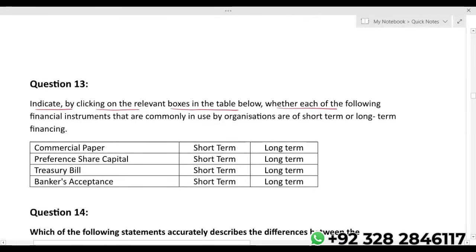Okay, students. Indicate by clicking on the relevant boxes in the table below whether each of the following financial instruments that are commonly in use by organizations are short term or long term. Commercial paper is short term. Preference share capital, obviously long term. Treasury bills, short term. Banker's acceptance, of course short term. So banker's acceptance you will only get from the bank, and it is again short term.